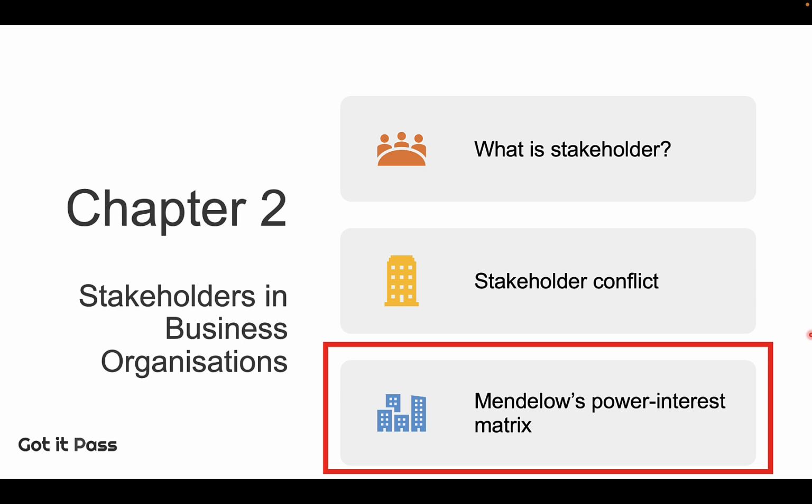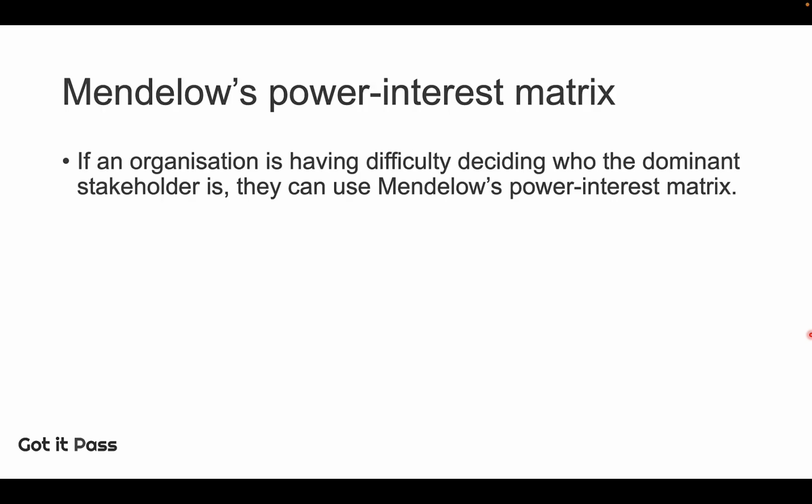When we talk about managing the stakeholders' needs, or even how to manage different stakeholders' conflict, we come to Mendelow's power interest matrix. If an organization is having difficulty deciding who the dominant stakeholder is, then they can use this power interest matrix to determine and highlight who is the party that they are looking for.